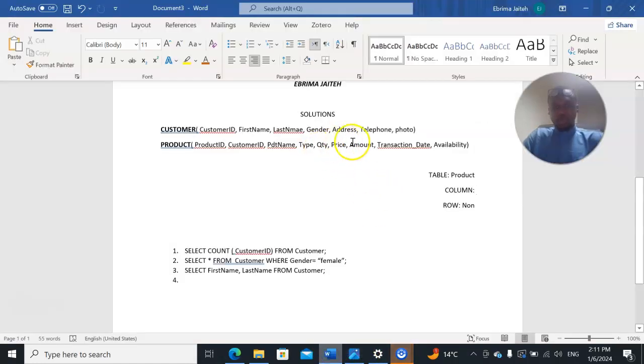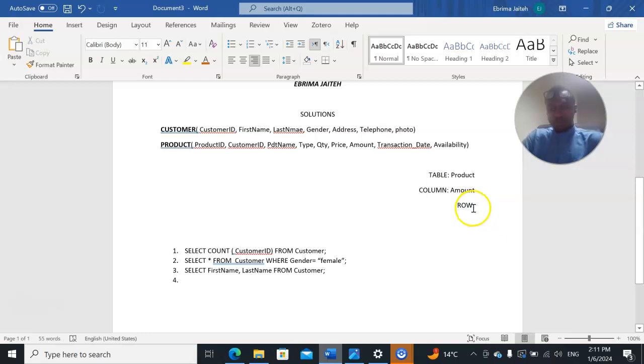So basically we need the amount, because amount combines what? The total. The price times the quantity. Okay, so we are going to use here what? Amount. And under this amount, did they give us any amount?